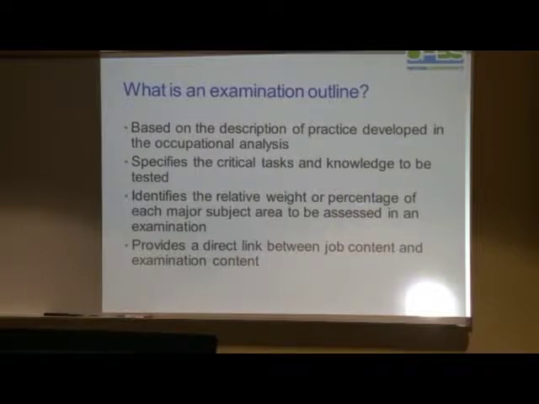So I kept talking about the examination outline. The examination outline is based on the description of practice developed in the occupational analysis. It specifies the critical tasks and knowledge to be tested. It identifies the relative weight or percentage of each major subject area to be assessed, and it provides a direct link between job content and examination content.